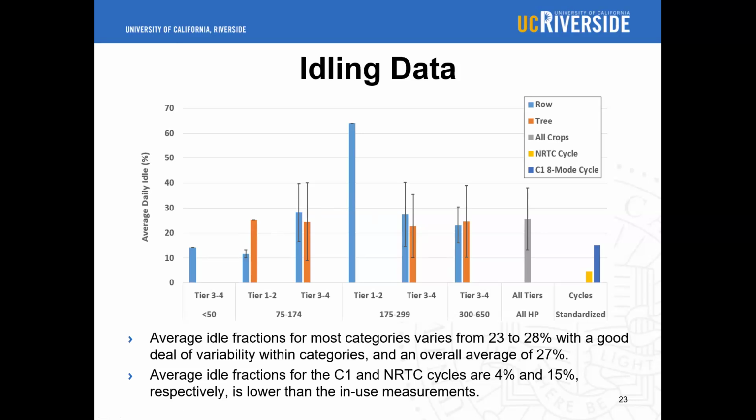Obviously, we have some outliers here or there. Some of those represent fairly small numbers of tractors, so we don't want to overanalyze or overemphasize that data, because if you look at the overall average with the gray bar, we're at about 27% on average. You can see that relative to that overall average, we are definitely seeing less idle in the certification cycles in comparison with the actual in-use operational cycles.